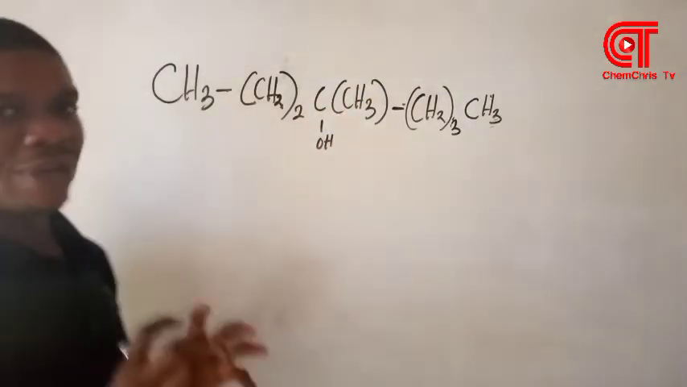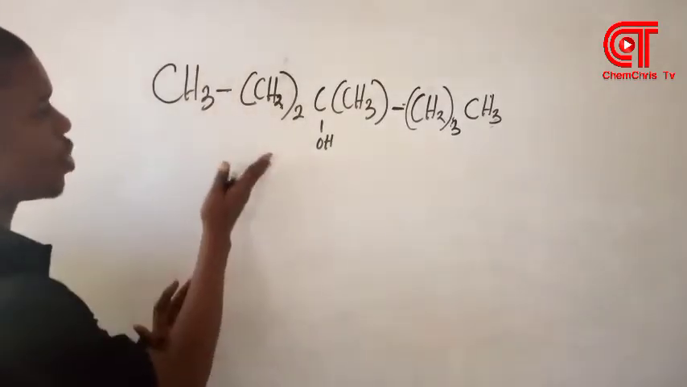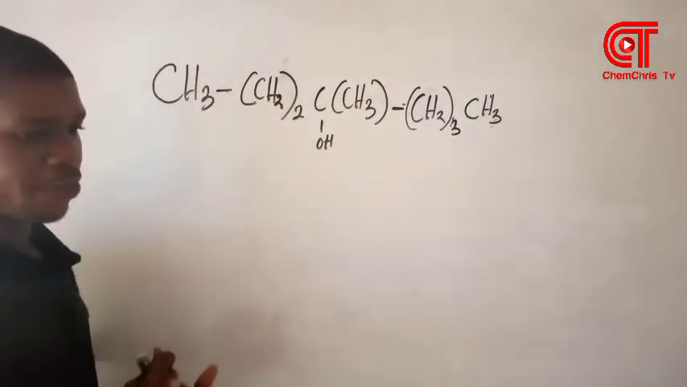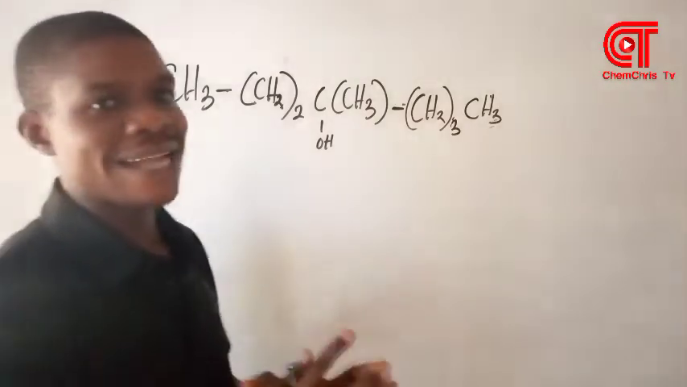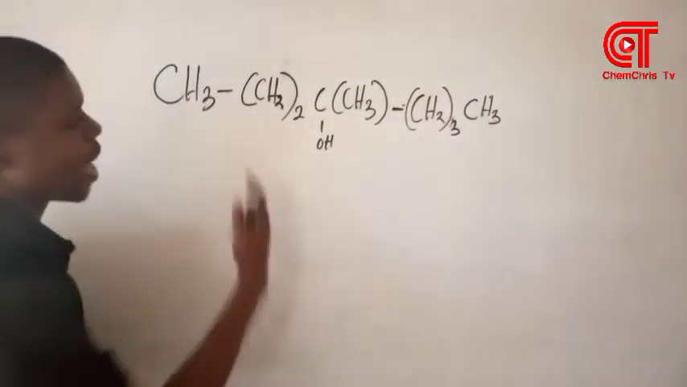This one is a little bit more complex than what we have done. For a matter of fact, these are the type of questions you should be expecting in your JAMB. So don't expect only straight chains. Expect something like this. So how do you do that?